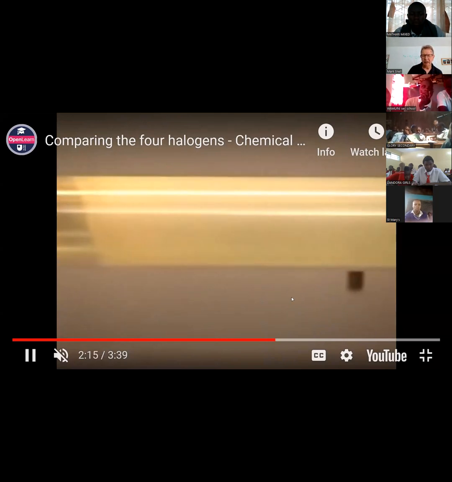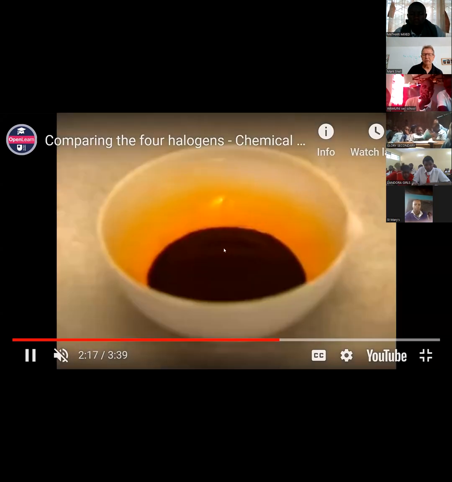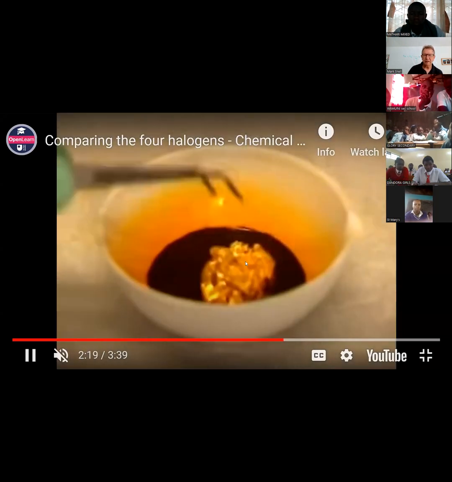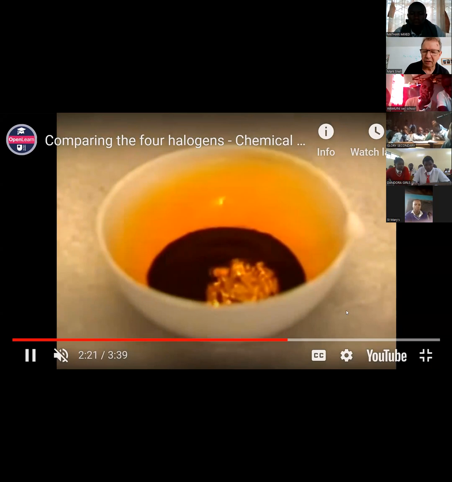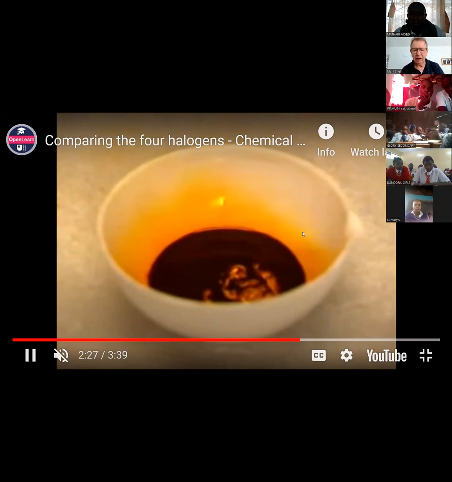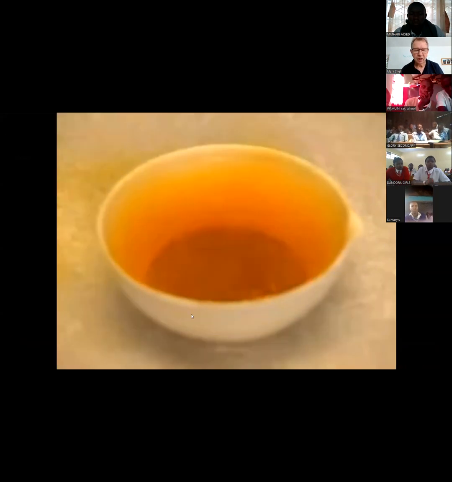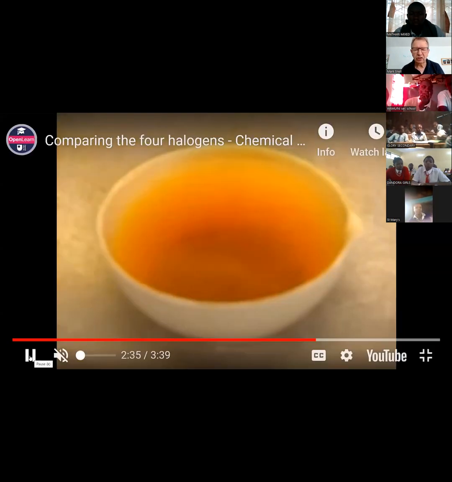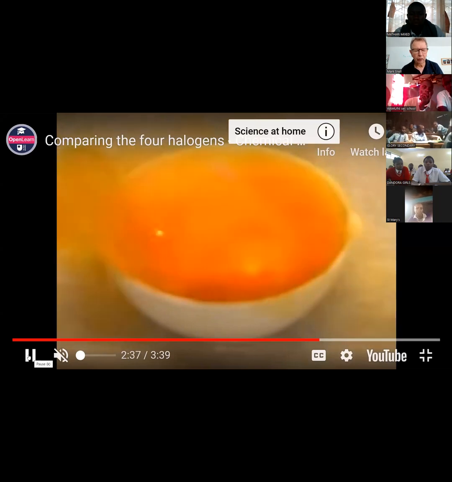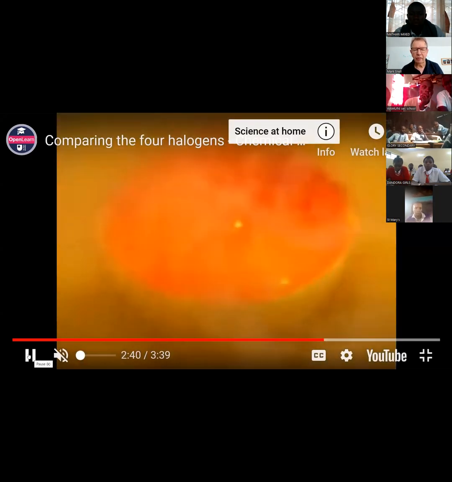Here's aluminium in bromine. There's some bromine. There's a piece of aluminium, and it takes a little while for it to react. But when it reacts, it's quite violent. It just takes a moment to get it to react. There it is starting to react. But what all these do is to show that fluorine is the most reactive, then chlorine, then bromine, then iodine. Okay.